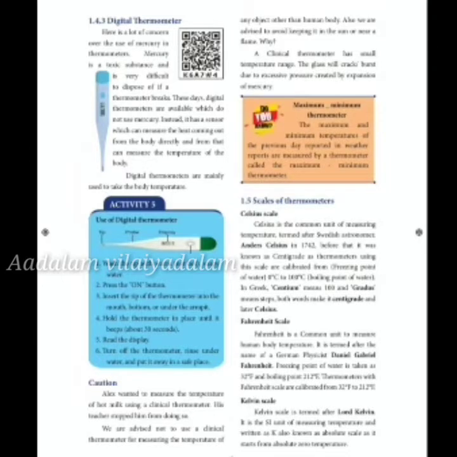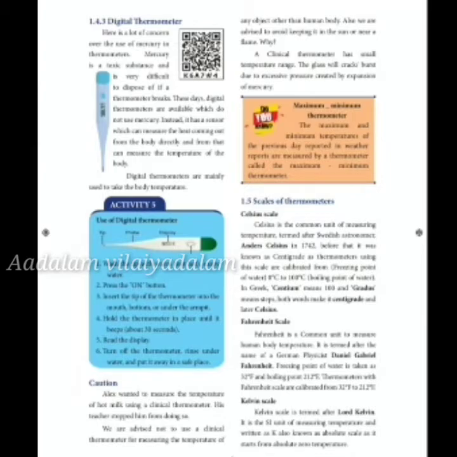Kelvin scale. In the Kelvin scale, Lord Kelvin's name was given. From Lord Kelvin's name, Kelvin was termed. Now, this is the SI unit of measuring temperature. Others are the common units of measuring temperature. Kelvin is written as K. It is also known as the absolute scale as it starts from 0. Because the scale starts from 0, it is called the absolute scale.